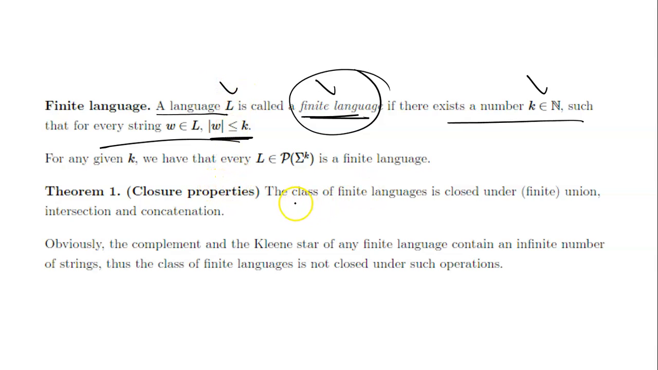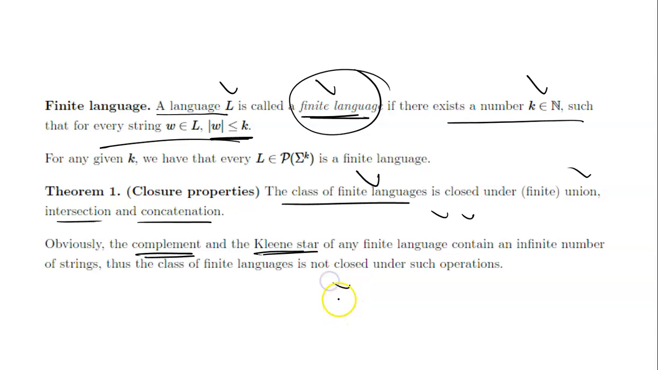So the class of finite languages is closed under union, closed under intersection, closed under concatenation, but not closed under Kleene star and not closed under complementation. Also, the set of finite languages is closed under set difference operation and homomorphism operation, and it is not closed under inverse homomorphism operation.